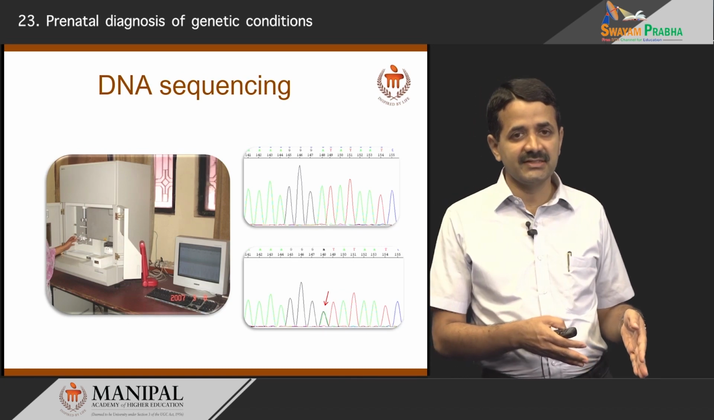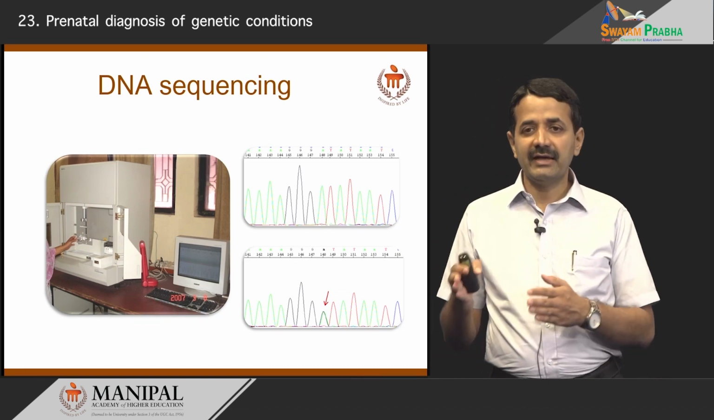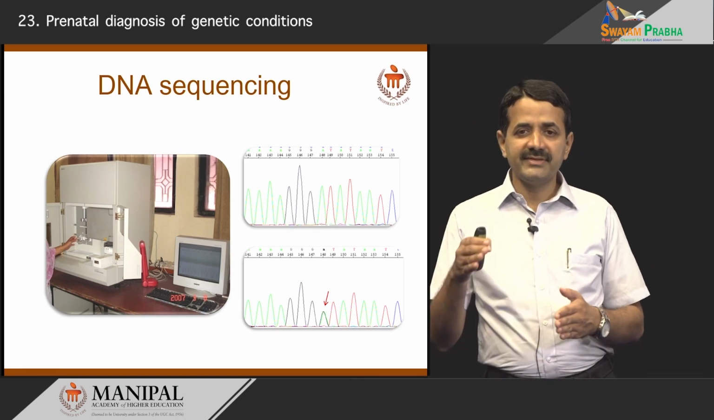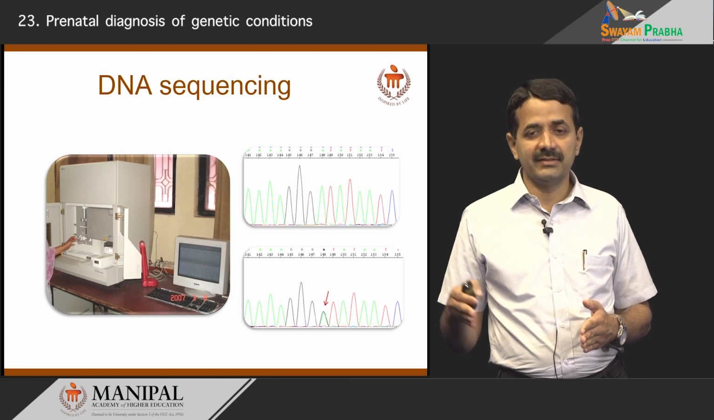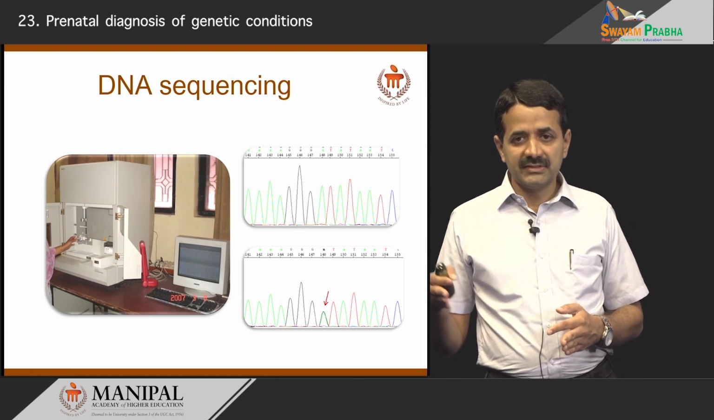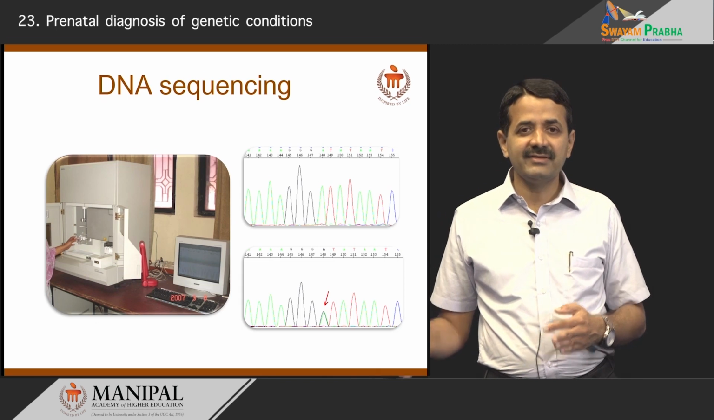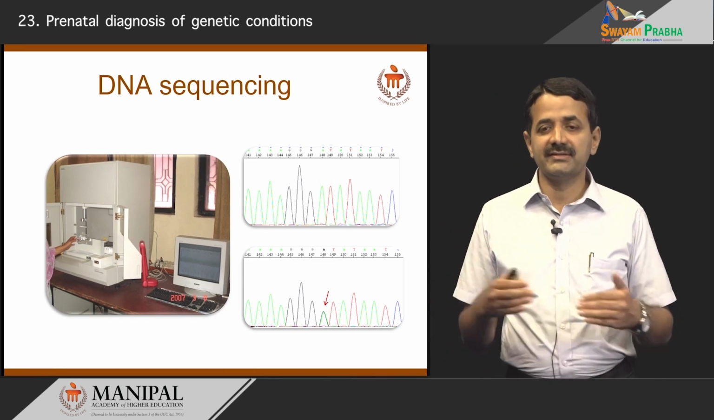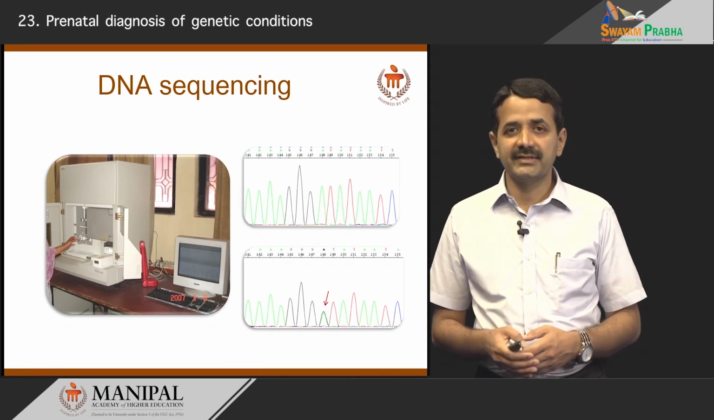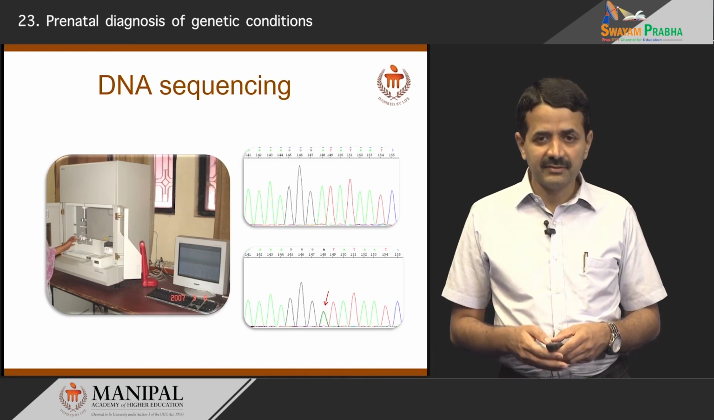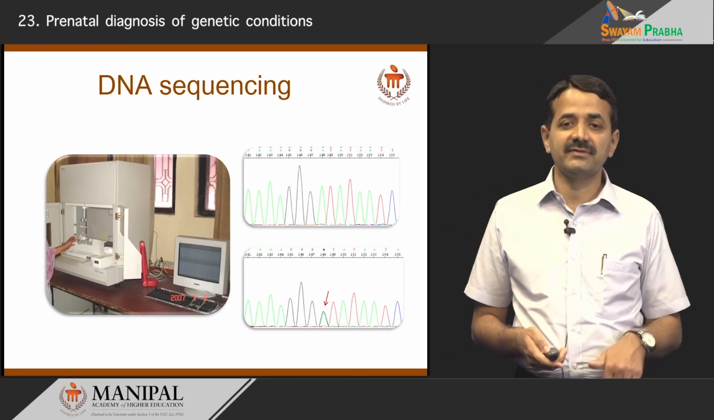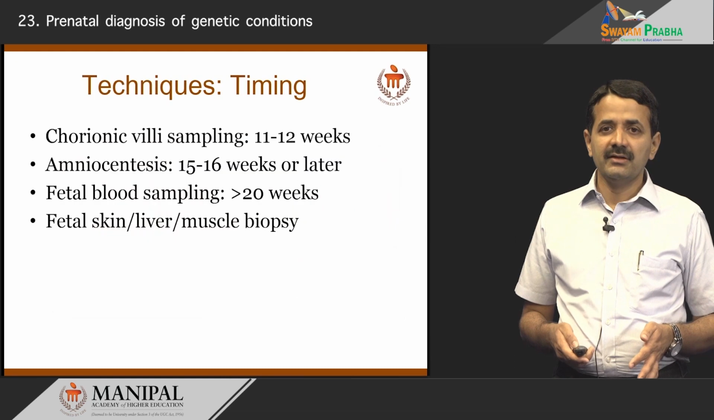Most of the genetic testing on DNA is now done by using Sanger sequencing. We have Sanger sequencing shown in the picture, and we have the sequence chromatogram. When we see the altered chromatogram pattern, then we say what is normal and what is abnormal, and that is how we can detect a fetus which is affected versus a fetus which is unaffected.